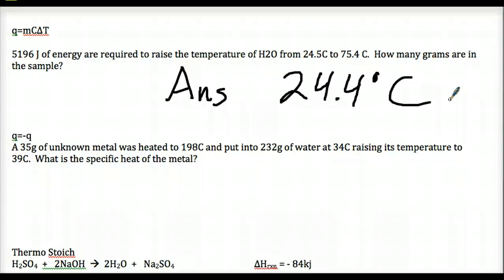All right, onward. A 35-gram sample of unknown metal was heated to 198 degrees Celsius and put into 232 grams of water at 34 degrees Celsius, raising its temperature to 39 degrees Celsius. What is the specific heat of the metal? Oh my. A lot of stuff going on.